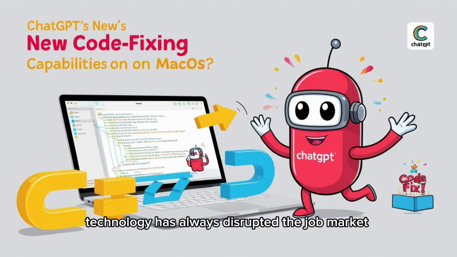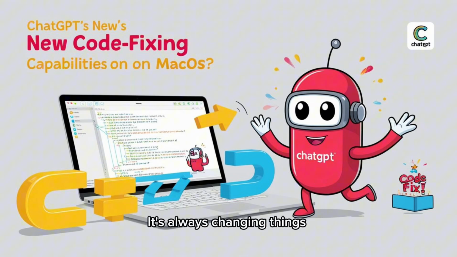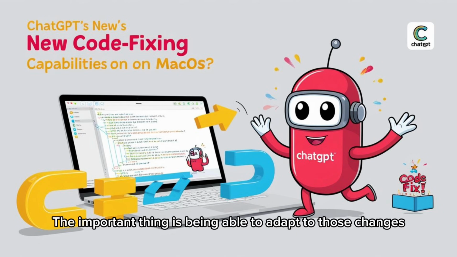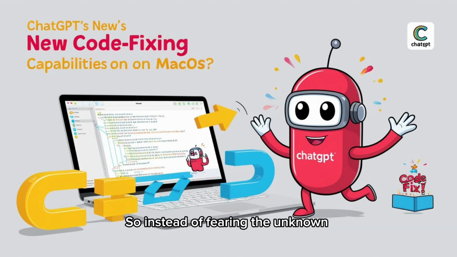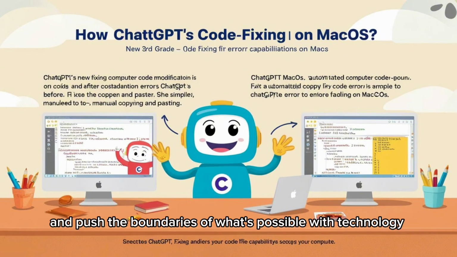Exactly. And technology has always disrupted the job market. It's always changing things. The important thing is being able to adapt to those changes and develop the skills that are needed to thrive in this new landscape. So instead of fearing the unknown, we should look at it as an opportunity to learn and grow and push the boundaries of what's possible with technology.